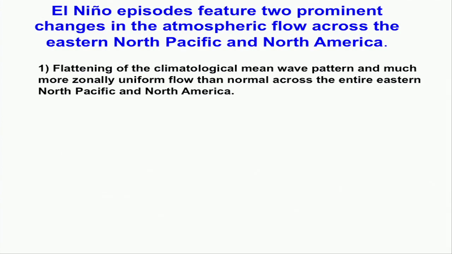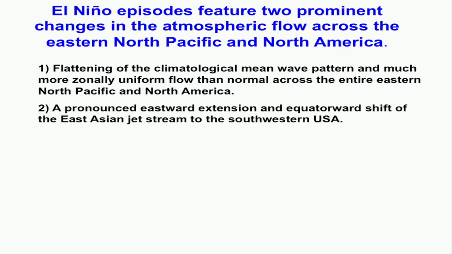So what tends to happen during El Nino episodes, we get a flattening of that mean wave pattern, those big Rossby wave patterns we talked about earlier last week. That means we get a much more zonal flow without any of those big waves going across the northern Pacific. And that means that effectively we get more normal flow, if you like, going across the eastern North Pacific and North America, rather than these big waves which can lead to blocking, etc. We also see during El Nino, remember, a pronounced eastward extension and equatorial shift of that East Asian jet to the southwestern United States of America.